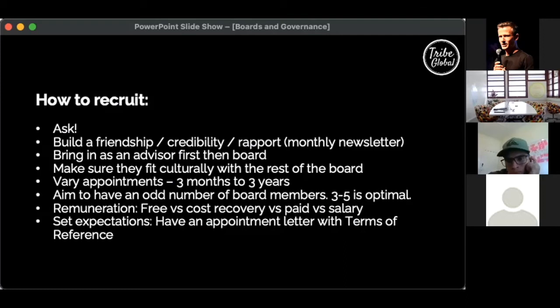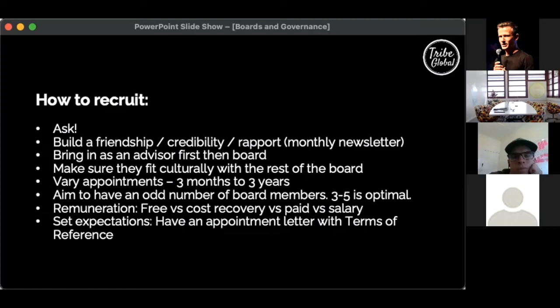The other part of this is when you bring them in, you can vary the appointment. Because board members have to be voted in by the shareholders, if you want the CEO of Telstra on your board and they say yes, you still need to bring them in to be voted in by shareholders as a member. Until the shareholders vote, you can't just appoint them as a director. Once the shareholders or members vote, you can then appoint them as a director.